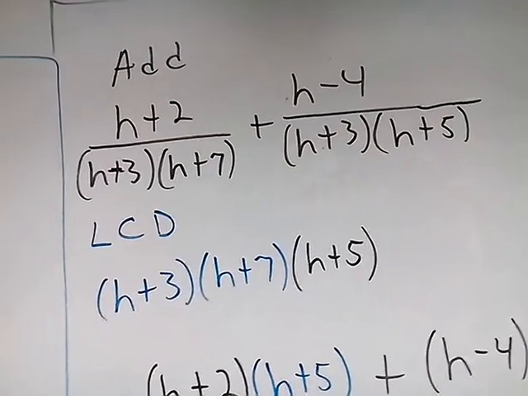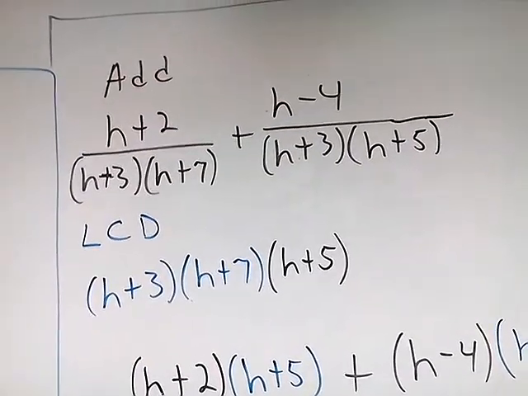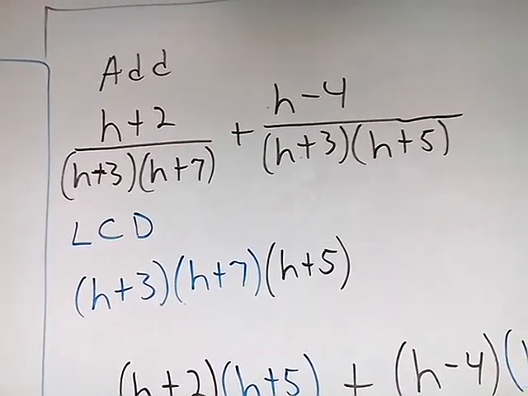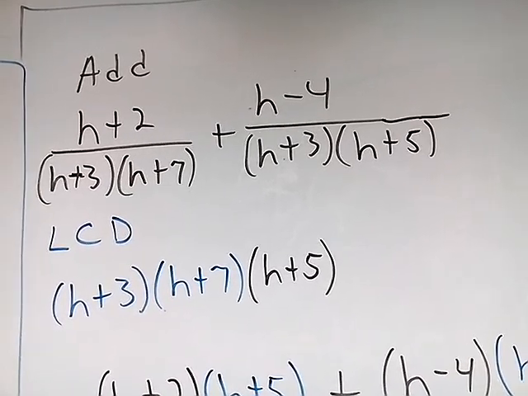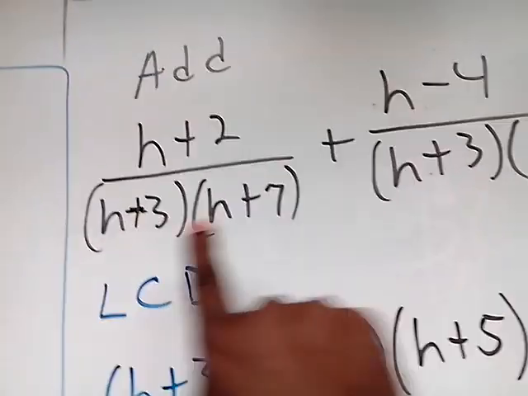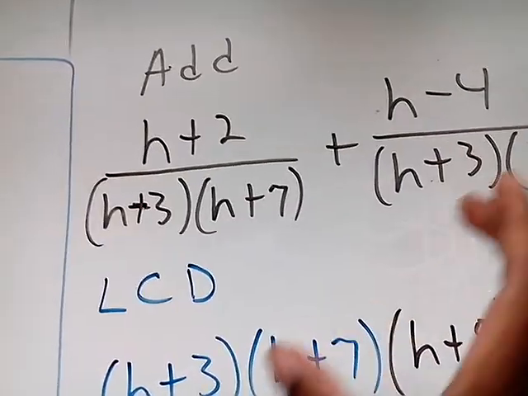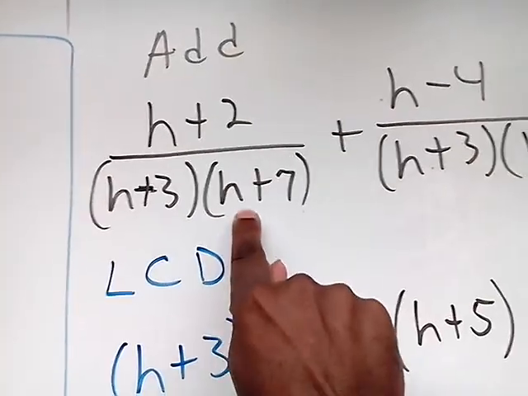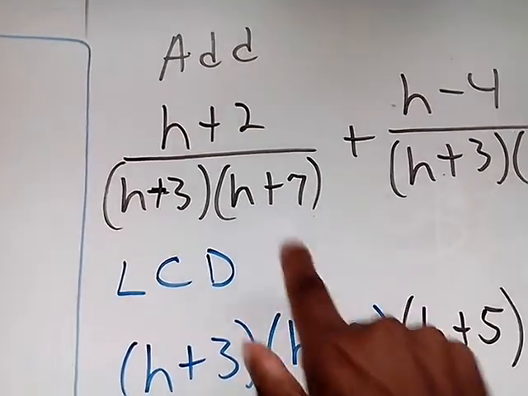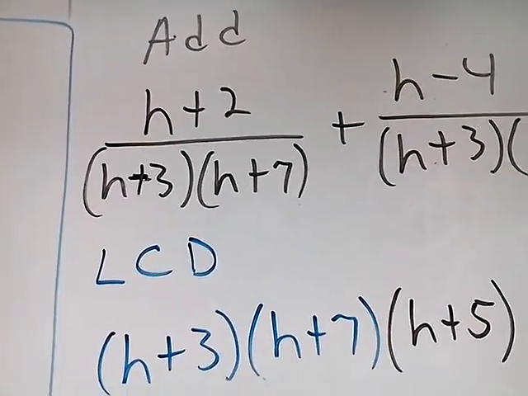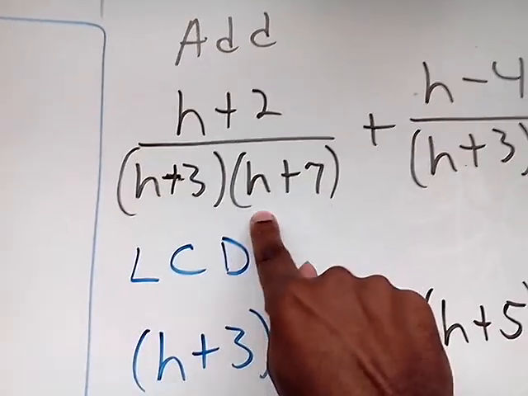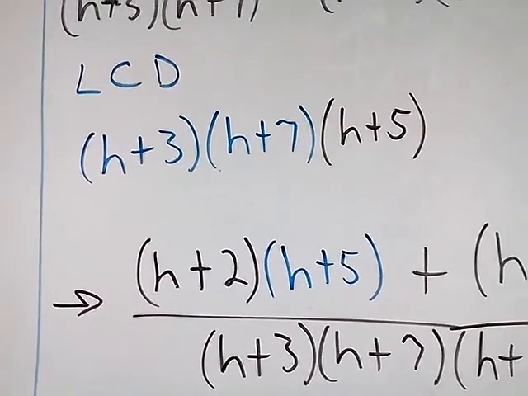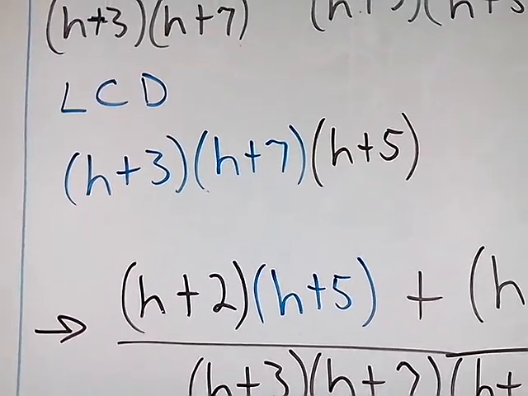And in a similar example, we have our denominator h plus 3 times h plus 7 in the first term, then h plus 3 times h plus 5. Well, we have an h plus 3 in both of them. So what we're going to do is multiply what's not in both of them. So over on this side, we're going to multiply this side by the h plus 7. And then over here, we're going to multiply this by the h plus 5. So that gives us the LCD of what we see here.